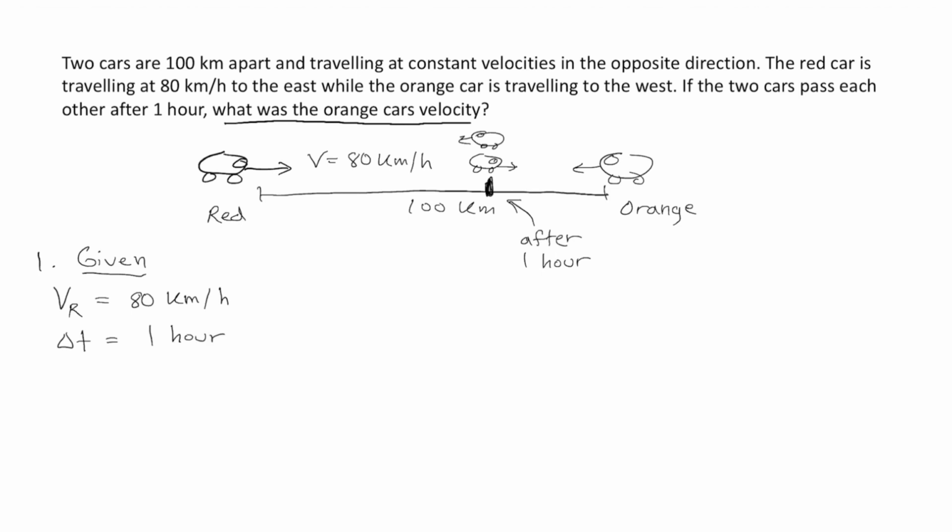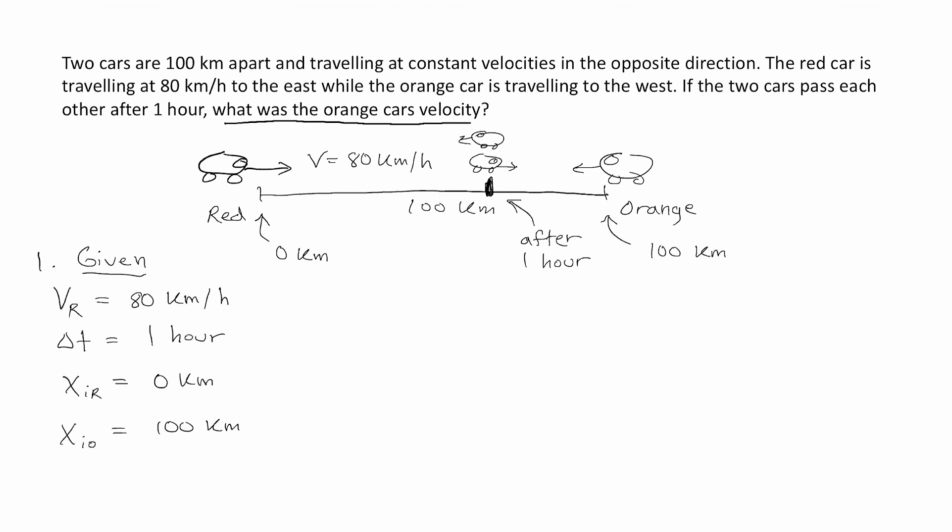Now it may not seem obvious, but we were also given the initial positions of both vehicles, which would be XIR for the initial position of the red car and XIO for the initial position of the orange car. If we imagine our diagram is like a number line, the red car is at position 0 kilometers. It's right at the start of the number line. And because the orange car is 100 kilometers away from the red car, it must be at an initial position of 100 kilometers. That means XIR, the initial position of the red car, is 0 kilometers, and XIO, the initial position of the orange car, is 100 kilometers.